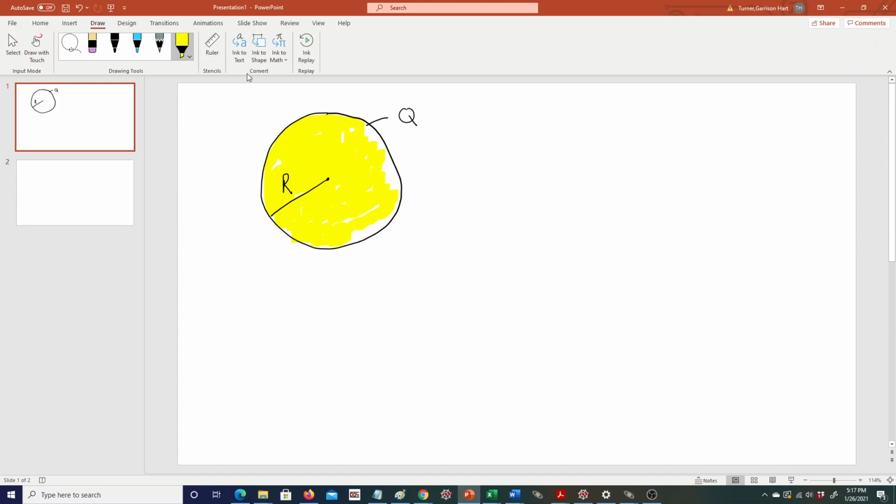What we want to do is, so ignore the edges there that kind of bled over. But what we want to do is we want to know what the field is inside this sphere. So I'm going to draw a Gaussian surface inside here, okay?